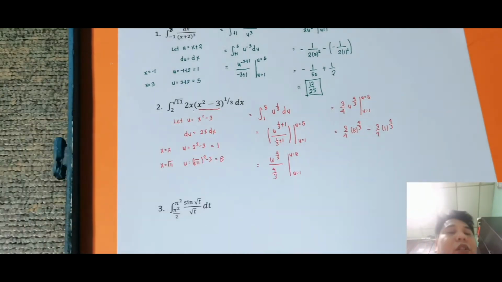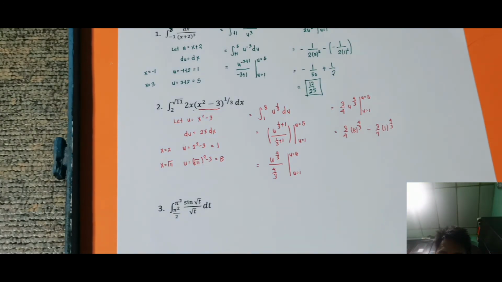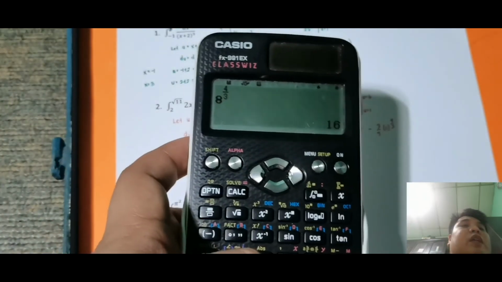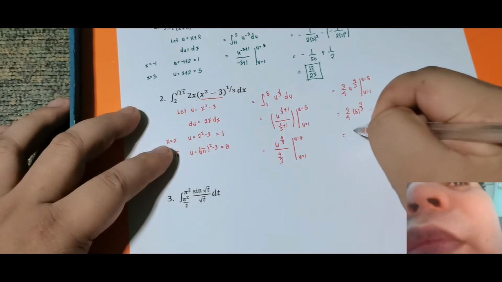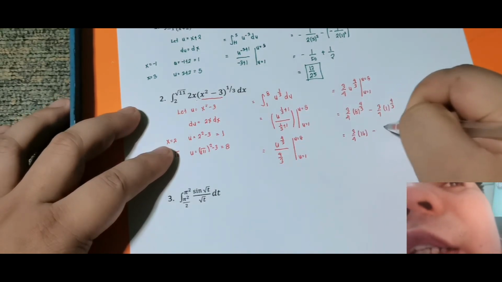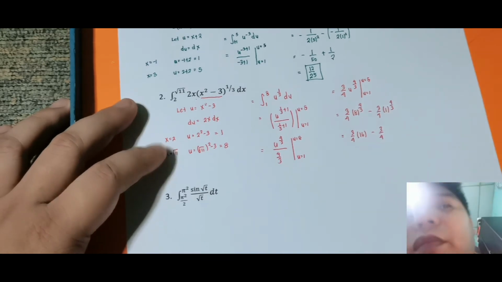So, ito yung kailangan natin compute sa kabila, no? So, ano yung 8 raised sa 4 over 3? That is 16. So, note that 8 raised to 4 over 3 is 16. So, this is just equal sa 3/4 times 16 minus 3/4.